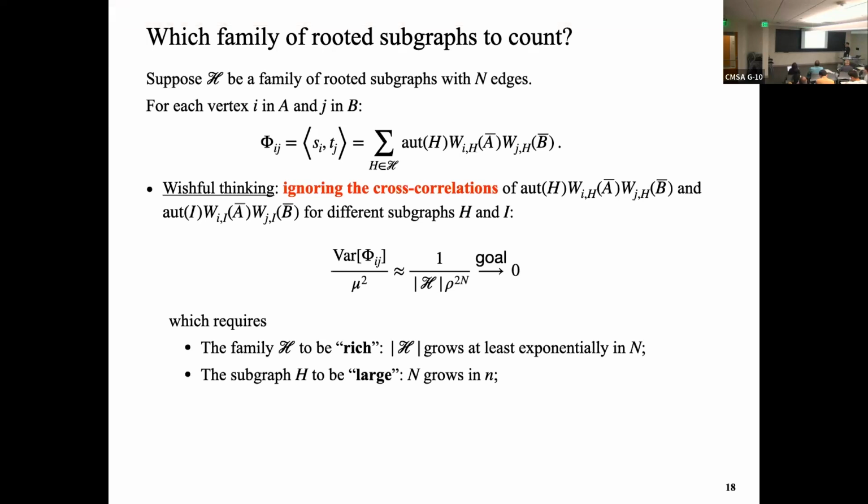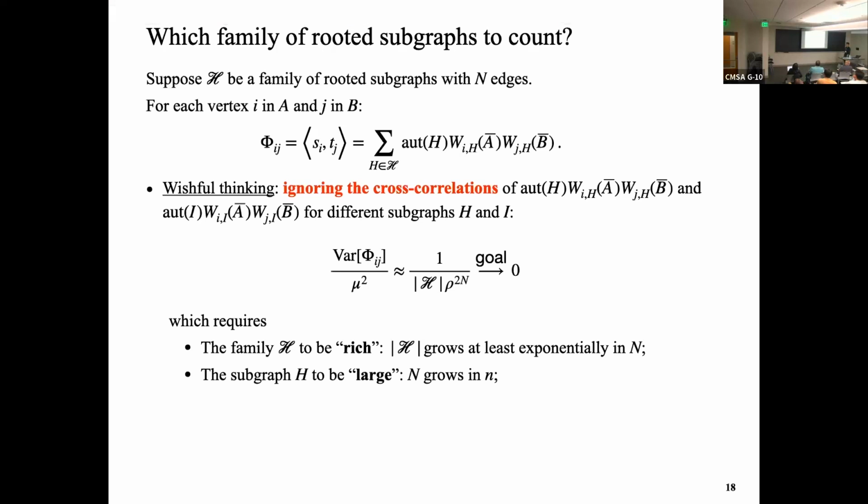With this wishful thinking, ignoring these correlations, one can compute this thing and show that it is given by one over the number of subgraphs in your family times rho to the 2n, where n is the number of edges. Therefore, if you want this quantity to go to zero, you will need the number of edges to go to infinity, possibly slowly. You also need the number of graphs to grow at least exponentially in the number of edges. In fact, you need an exponent strictly bigger than one over rho squared. That's where the main condition of the Otter threshold arises.